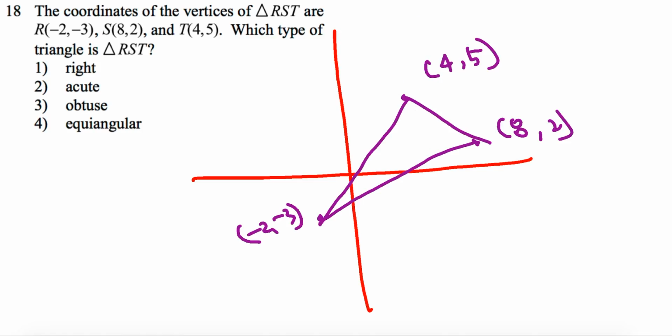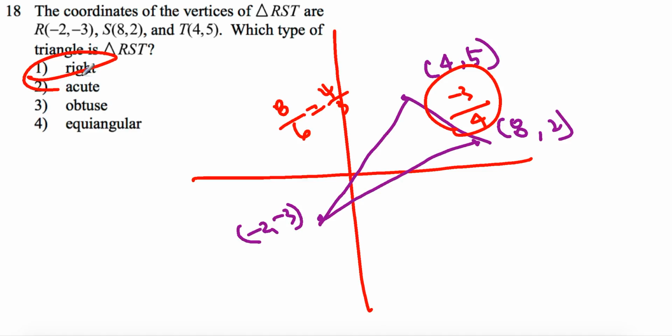Just to make sure, we're going to find the slope. The change of y is 5 minus -3, which is 8, and then the change of x is 4 minus -2, which is 6. So we get 4 over 3. How about this point to that point? Change of y is 2 minus -3, which is 5, and then the change of x is 4 minus -4... And therefore this became our answer. As you can see, the slopes are negative reciprocals of each other. Therefore it must be a right triangle.